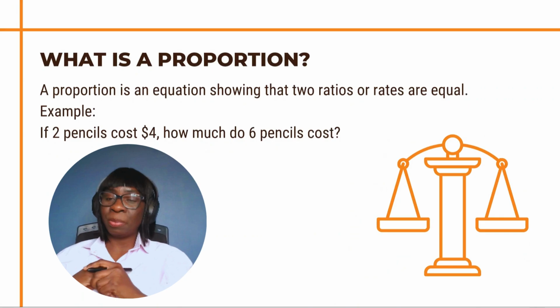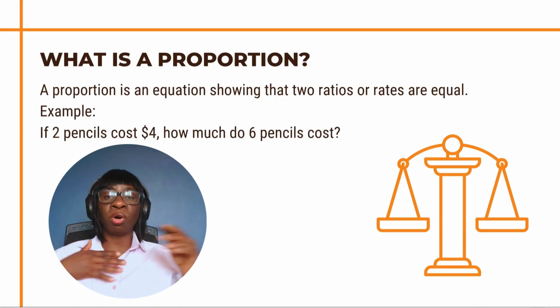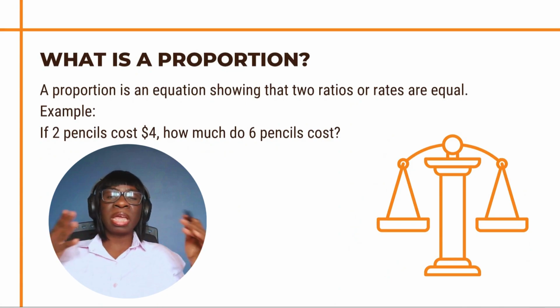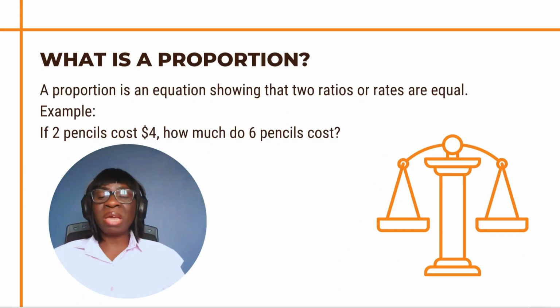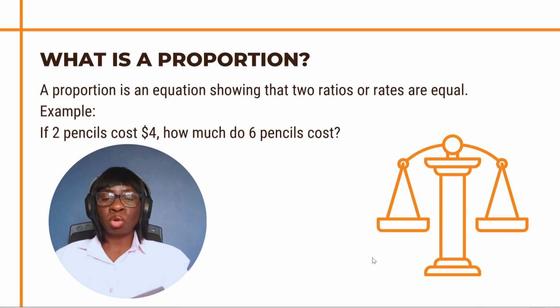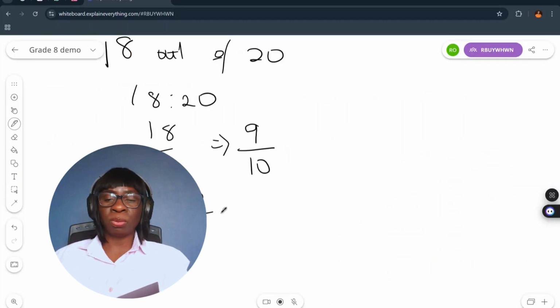Now, what is a proportion? A proportion is an equation showing that two ratios or rates are equal. So if two ratios or two rates are equal, then that's what is a proportion. Now, if two pencils cost $2, how much do six pencils cost? Let's move to the board.